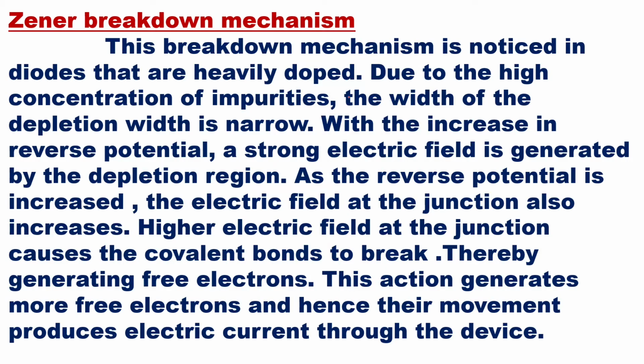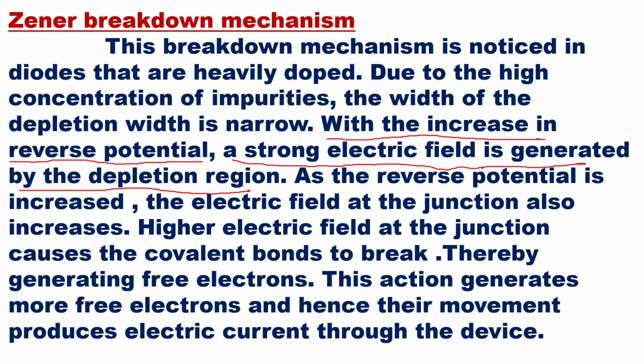Okay, so let's see the description. Zener breakdown mechanism. This breakdown mechanism is noticed in diodes that are heavily doped. Due to the high concentration of impurities, the width of the depletion region is narrow. With the increase in the reverse potential, that is the applied reverse voltage, a strong electric field is generated by the depletion region. This is a very, very important statement in Zener breakdown.